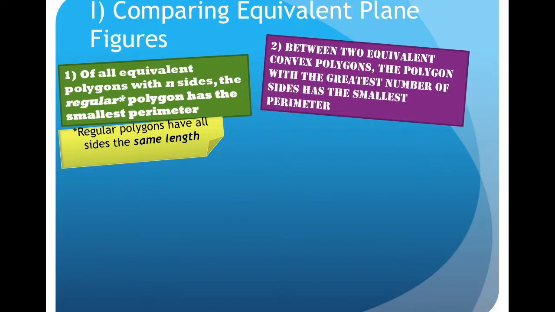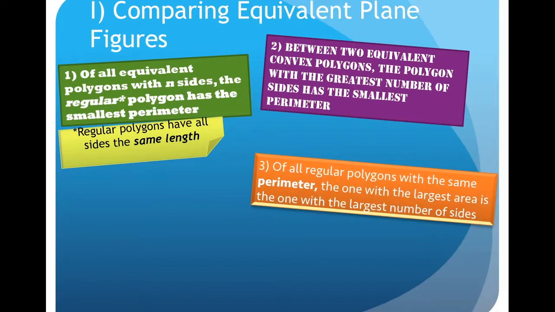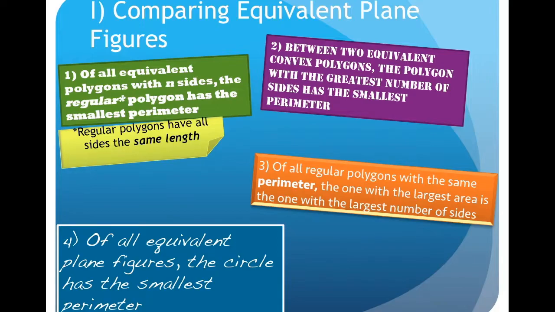Statement number 2, between two equivalent convex polygons, meaning there are no insides, deep corners, the polygon with the greatest number of sides has the smallest perimeter. Statement number 3, of all regular polygons with the same perimeter, the one with the largest area is the one with the largest number of sides. And finally, of all equivalent plane figures, it doesn't matter what, the circle will always have the smallest perimeter.